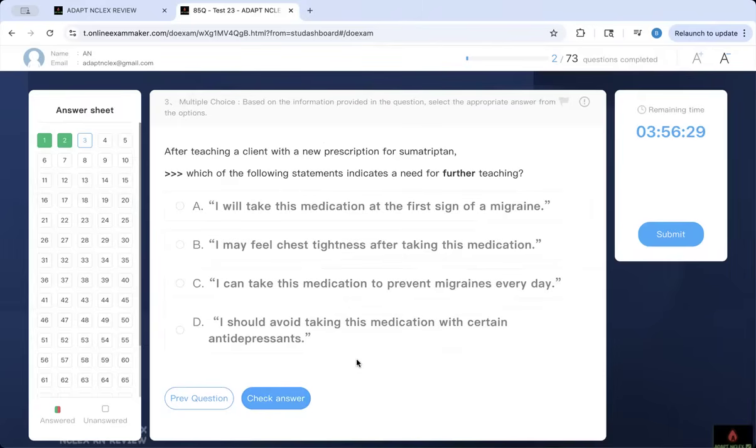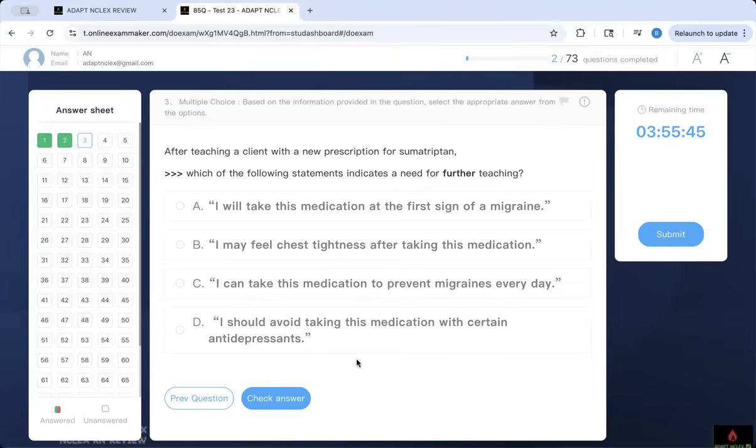Number 3. After teaching a client with a new prescription of Sumatriptan, that's what NCLEX will ask you. They love this medication because patients often make medication errors. Which of the following statements indicates a need for further teaching? I will take this medication at first sign of migraine. I may feel chest tightness after taking this medication. I can take this medication to prevent migraine every day. I should avoid taking this medication with certain antidepressants. Pause, pick your answer, keep track of your record.